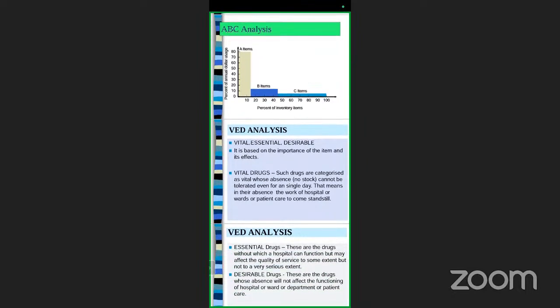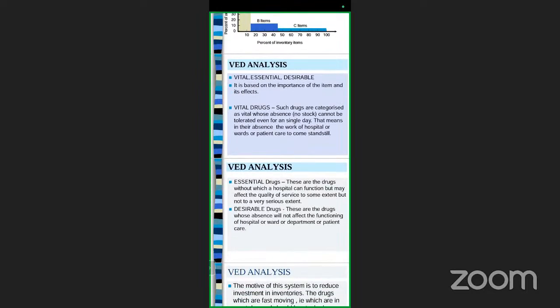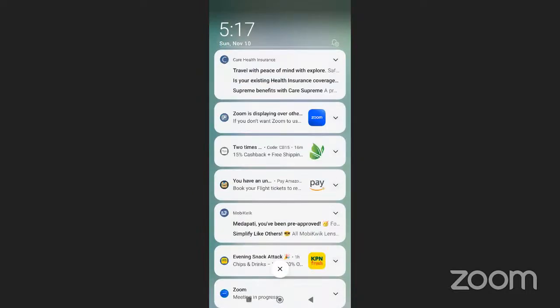Now, the second important analysis is VED analysis. Very easy to understand. VED means vital, essential, and desirable, right? If I take drugs as an example, there will be some vital drugs, and definitely the absence of stock cannot be tolerated. Those are all the emergency medicines, right? Otherwise the hospital may not work and patient care may not happen. Essential drugs means sometimes it will work, but it is also good to keep those items. The third one is desirable drugs, which, if those items are there, it won't affect much, but they are also important.